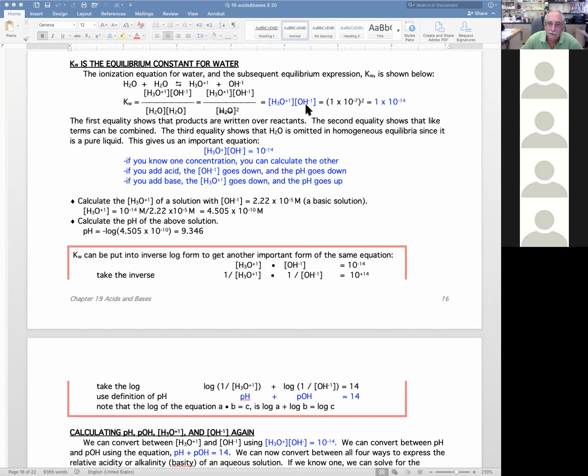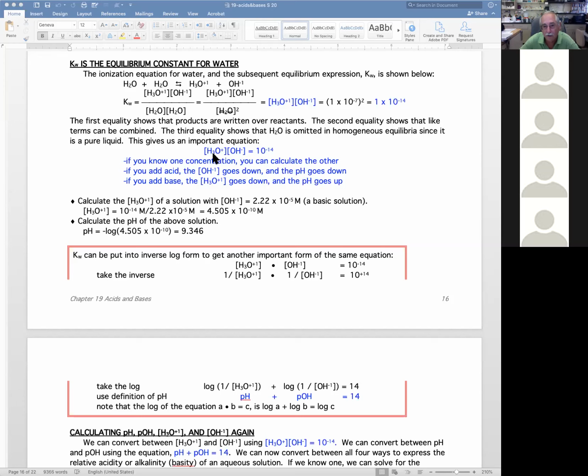But furthermore, we can calculate what this is supposed to be. In pure water, both of these are 10 to the minus 7. This times this is equal to 1 times 10 to the minus 14. So we can boil that down to this relationship right there. Okay. And this is good for a couple of different things. If I know the hydroxide ion concentration, that's a constant. I can calculate hydronium ion and vice versa.